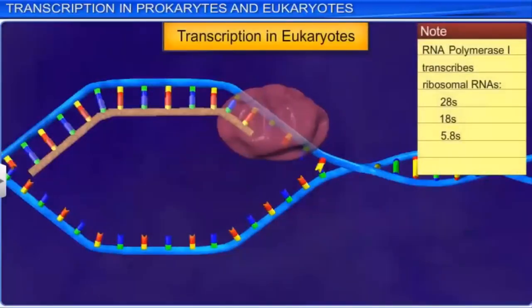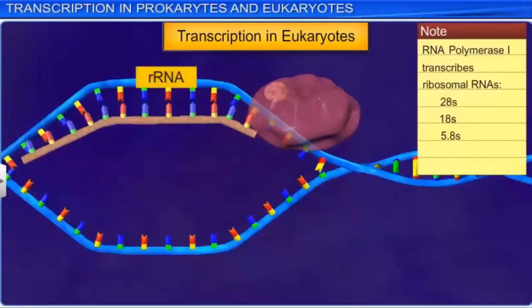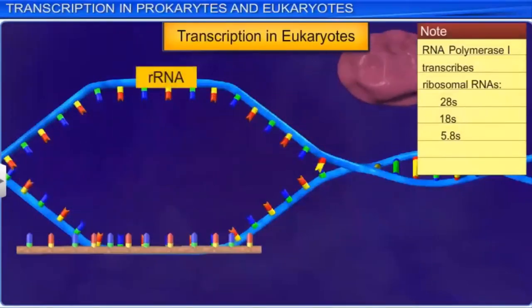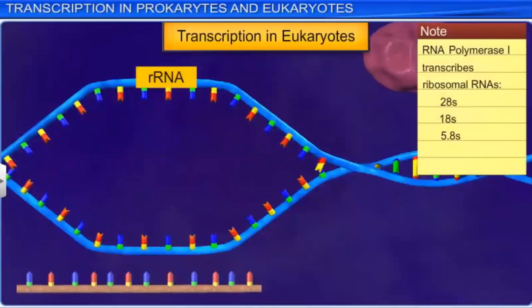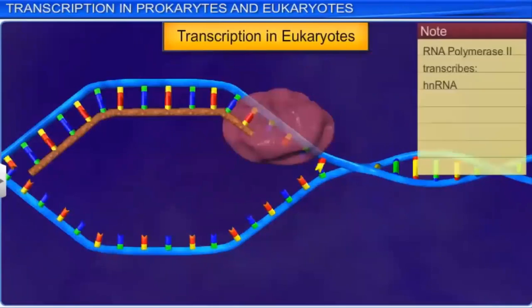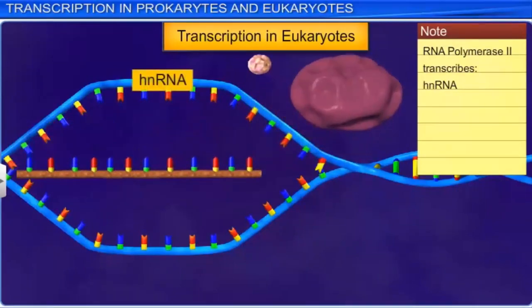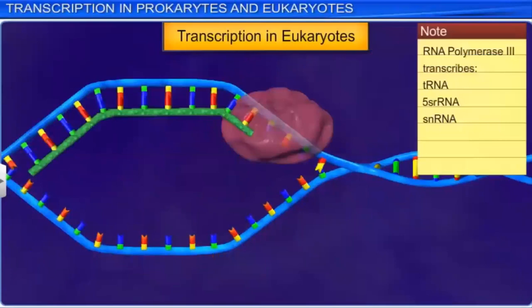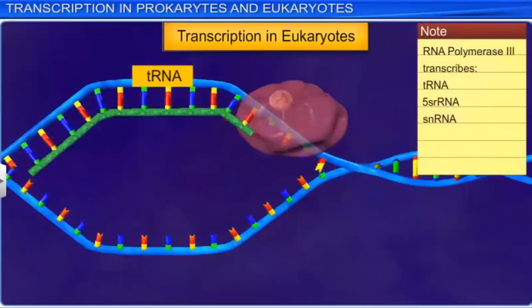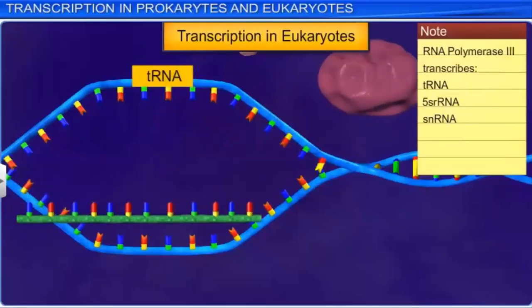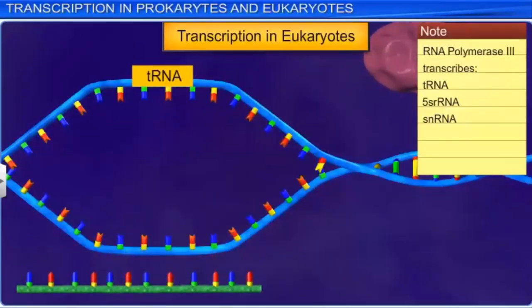RNA polymerase I transcribes various rRNAs. On the other hand, RNA polymerase II transcribes the precursor of mRNA, known as heterogeneous nuclear RNA or hnRNA. RNA polymerase III is responsible for the transcription of tRNA, 5S ribosomal RNA or 5S rRNA, and small nuclear RNA or snRNA.